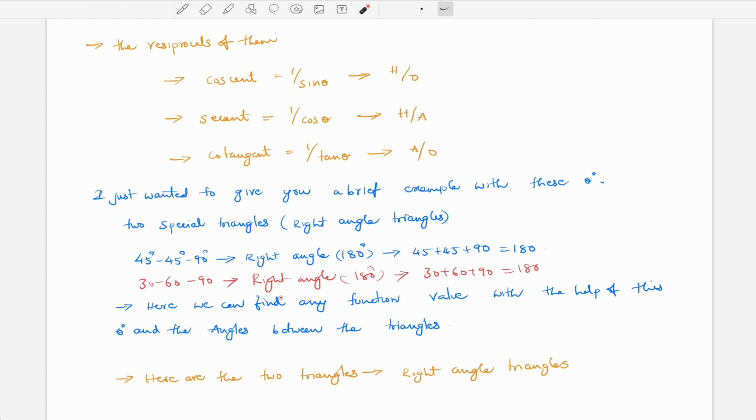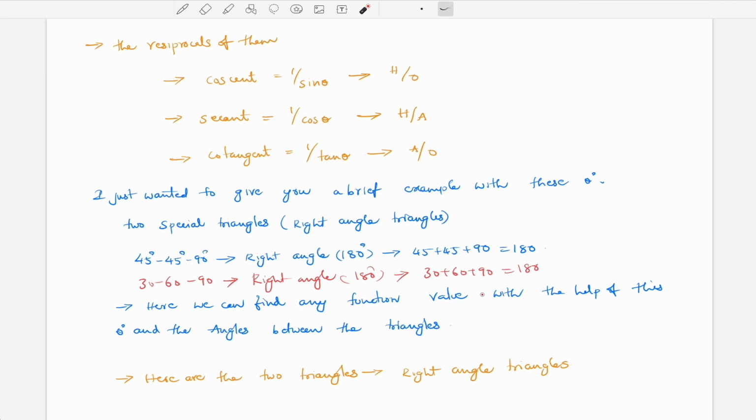Here we find any function value with the help of these thetas and the angles between them. The theta is just an angle between two sides. It may be 45, it may be 30, it may be 60, whatever it may be. It finds the angle between them by using sine, cosecant, secant, tan, etc.